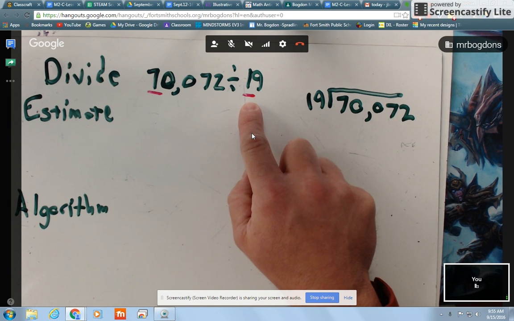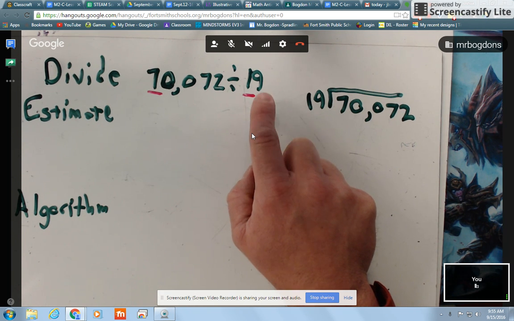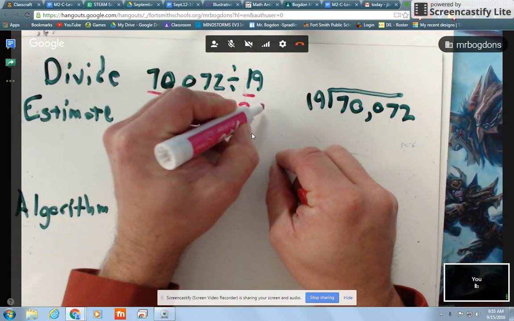So 19, would it make more sense to round that up to 20 or round all the way back down to 10? 20, because with a 9, it's 5 or more, I'm going to raise the score. So I can think of this as 20.